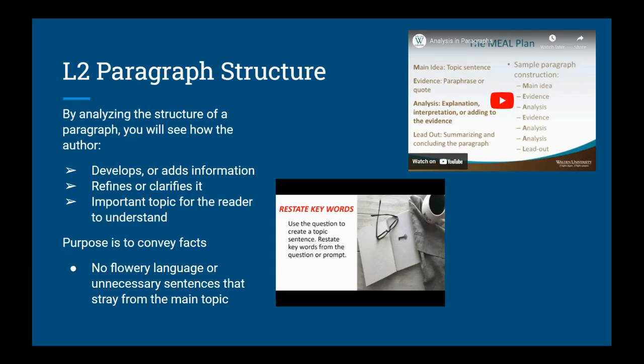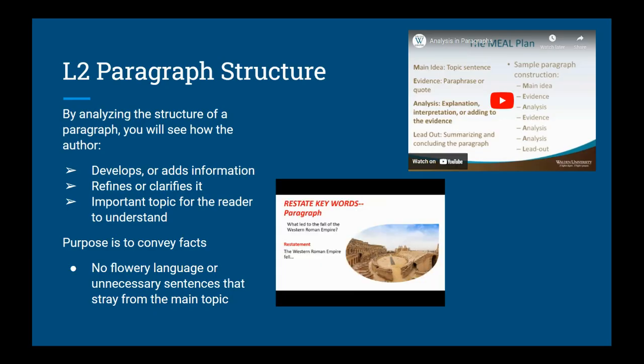It's this acronym that stands for, first, restate the keywords. Sometimes you'll see restate the question. One of my students said, I like restate the keywords because it's really the keywords within the question that we want to put in our first sentence. So this is what it'll look like. Maybe we have a question like, what led to the fall of the Western Roman Empire? The restatement will take some of those words and put them in the beginning of the sentence. The Western Roman Empire fell.